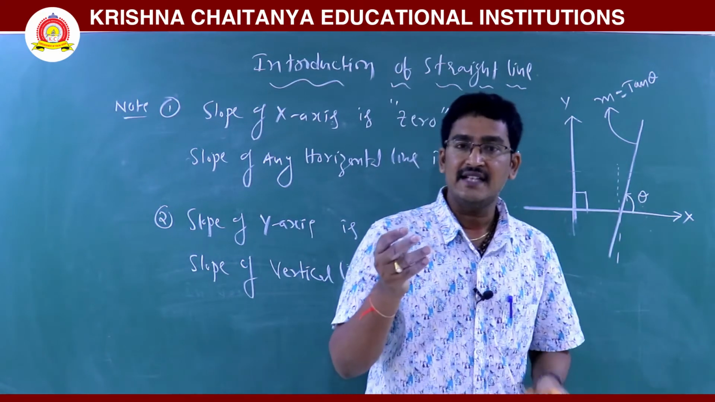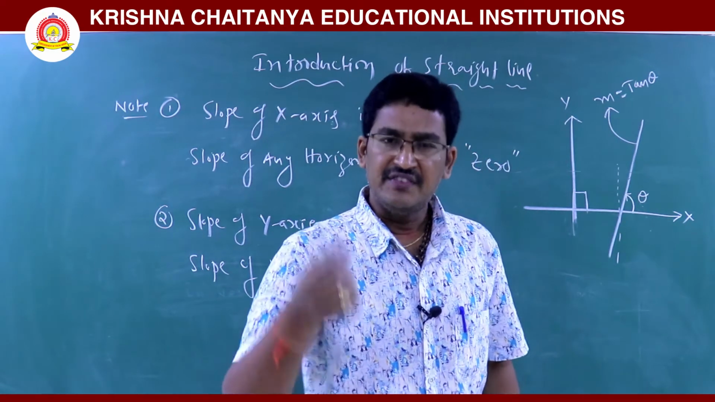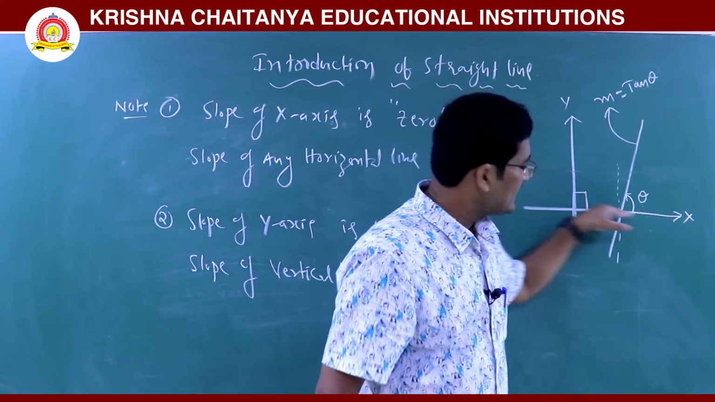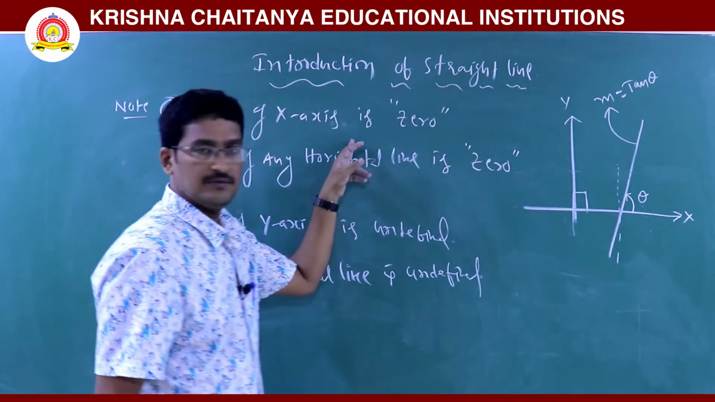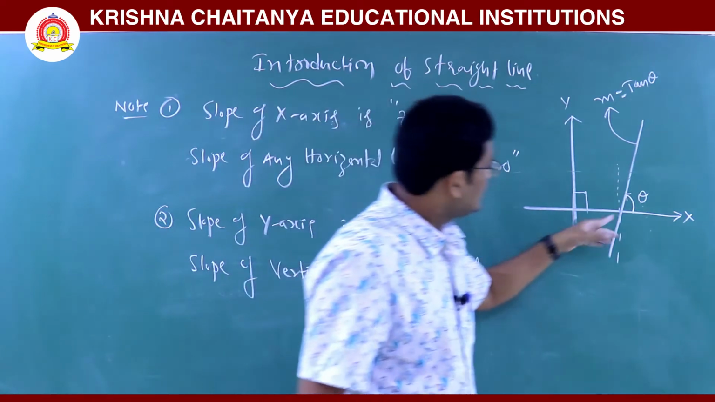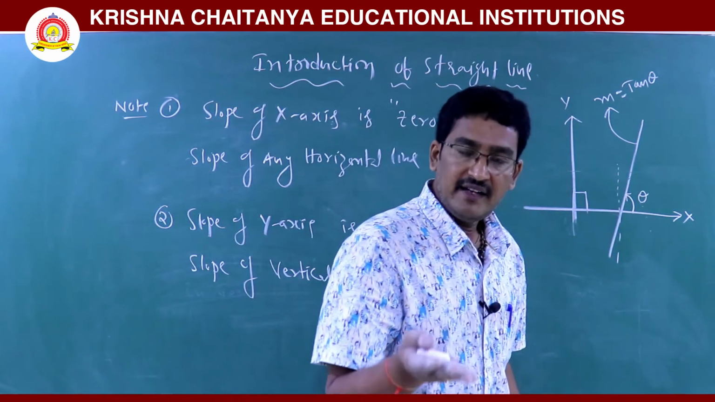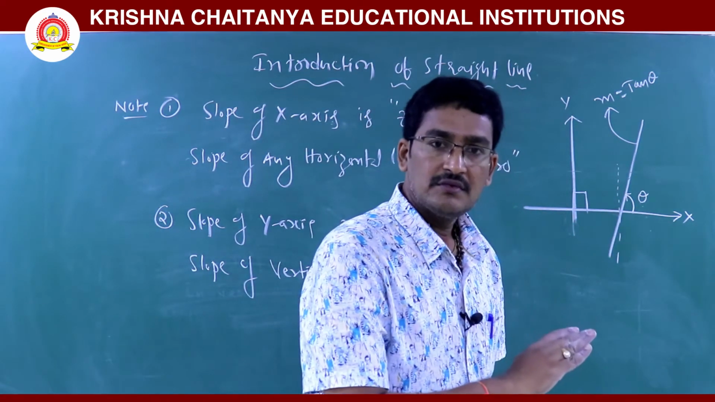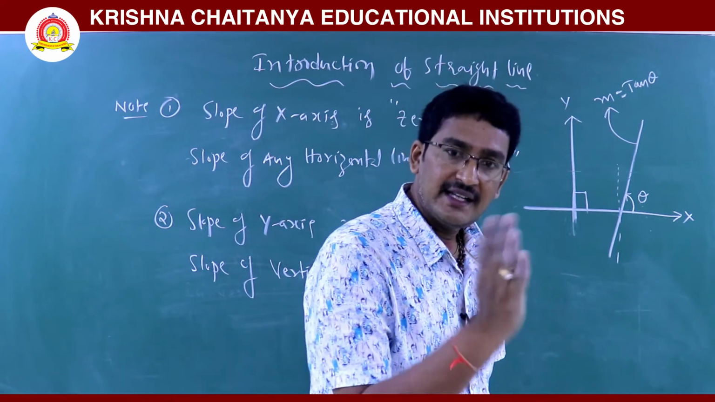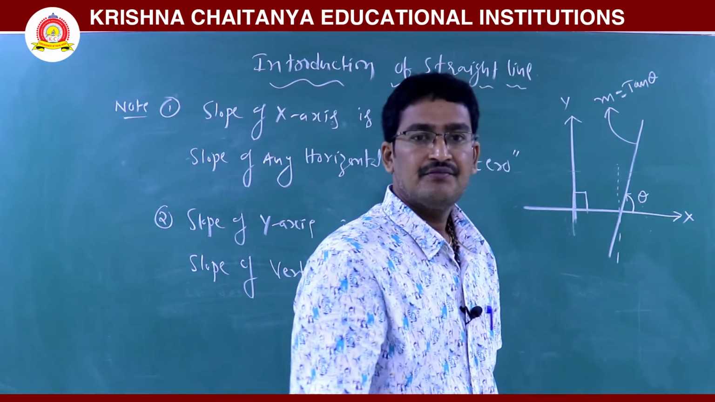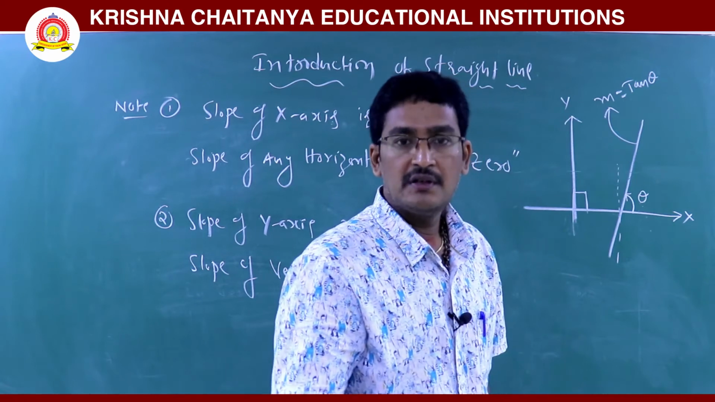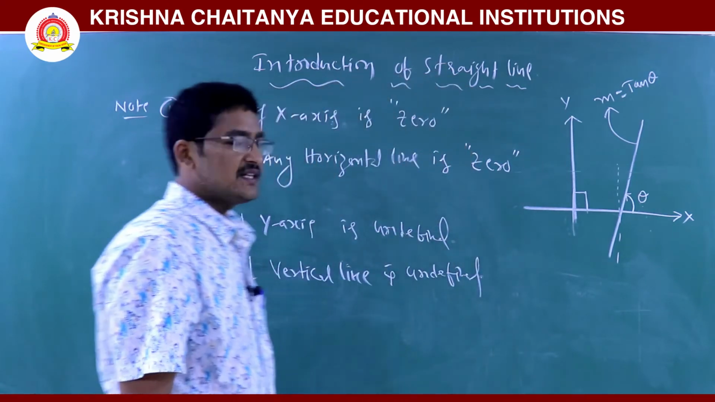That means the theta lies between 0 to 90. If theta is equal to 0, then the line should be x-axis. What is the slope of x-axis? 0. Now this is the theta having value greater than 0, not equal to 0. Theta greater than 0 and less than 90. Then what is the nature of slope? Now the question: what is the nature of the slope?